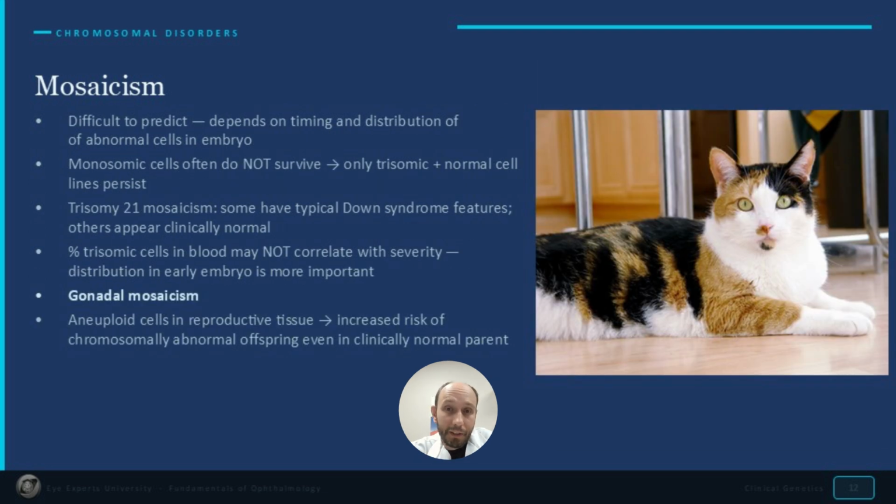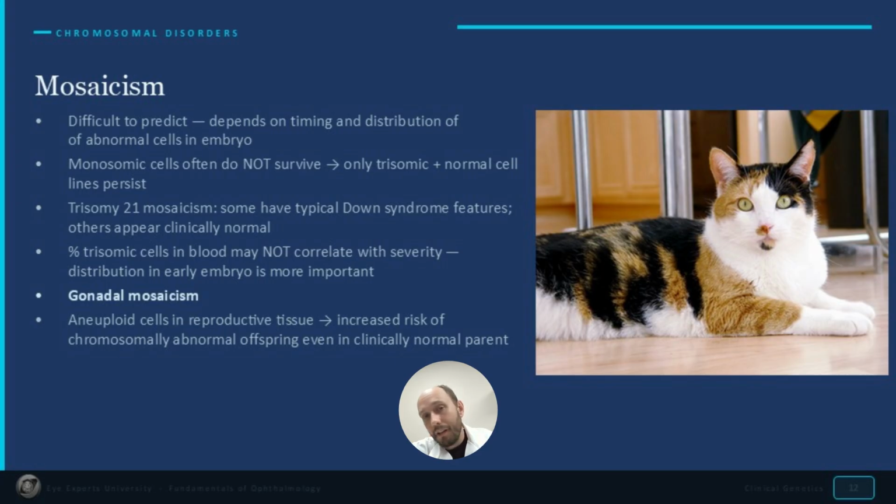Mosaicism is a little difficult to predict because it depends on when it occurred during embryo development. Usually the cells of the normal chromosome number and the trisomy cells survive just because they have extra material. Trisomy 21 can have mosaicism too, where you can have Down syndrome features, but otherwise appear clinically normal. The number of trisomy cells in the blood may also not correlate with severity, because just because the blood cell line has trisomy 21 doesn't mean the other organ tissue will.